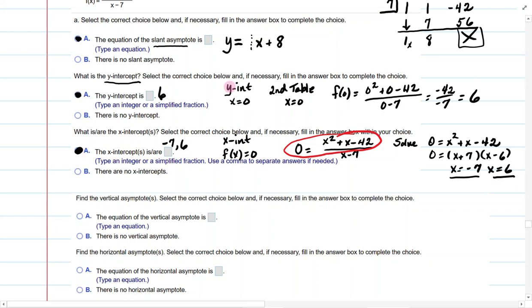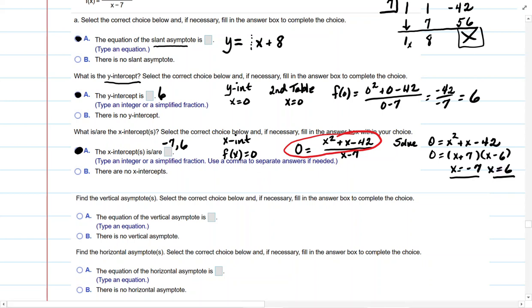So remember, a y-intercept is when x is 0. You can use second table. An x-intercept is when f of x is equal to 0. And yes, you can put a y equals 0, do second calc intersect. Sometimes they're hard to see, but these are the two x-intercepts.